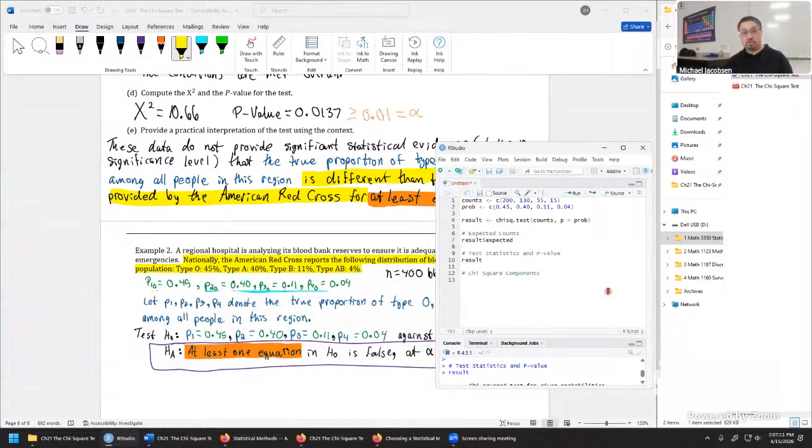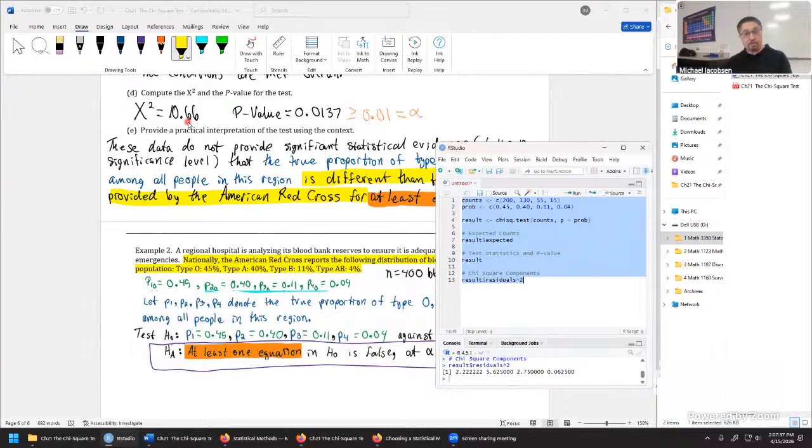For the chi-square components, go to result. We're going to select one particular output, the residuals. If you raise the residuals to the power of 2, it becomes exactly the chi-square components. So run that, and here are those components. If you add up all 5 of these numbers together, you get 10.66.